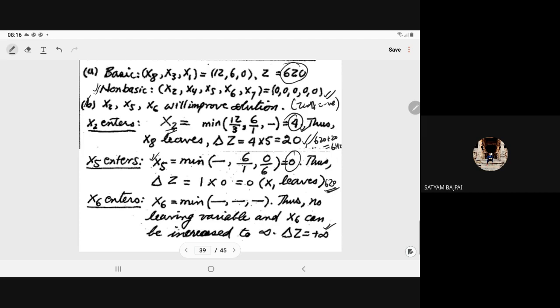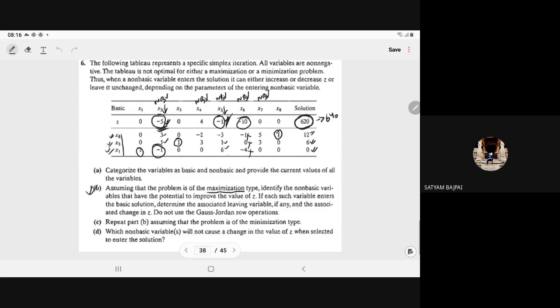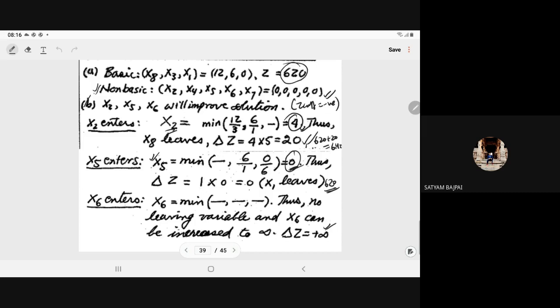If x5 is entering, then the change will be: x5 is equal to 5, and the z coefficient for x5 is -1. So in this case it will become 1 into 0, that is 0. So it will become 620 plus 0, that will be 620.